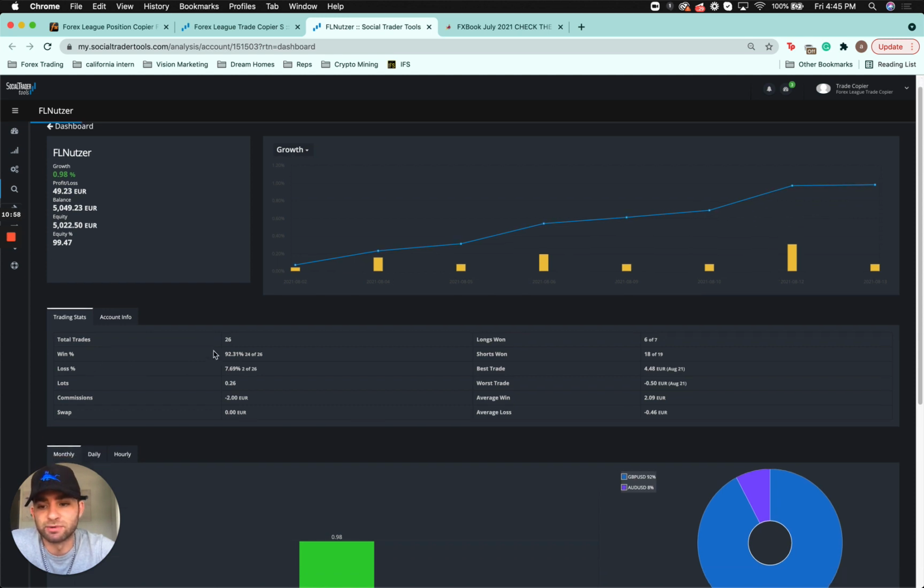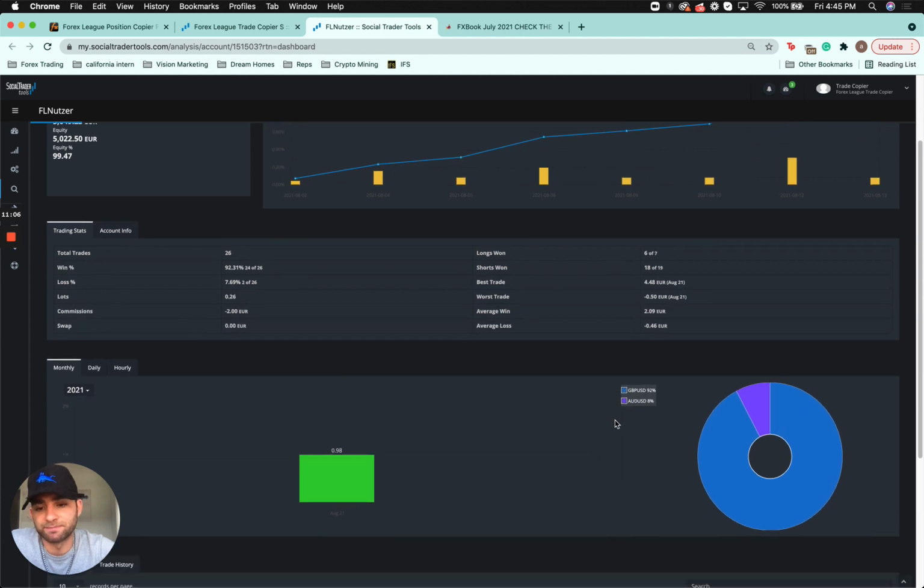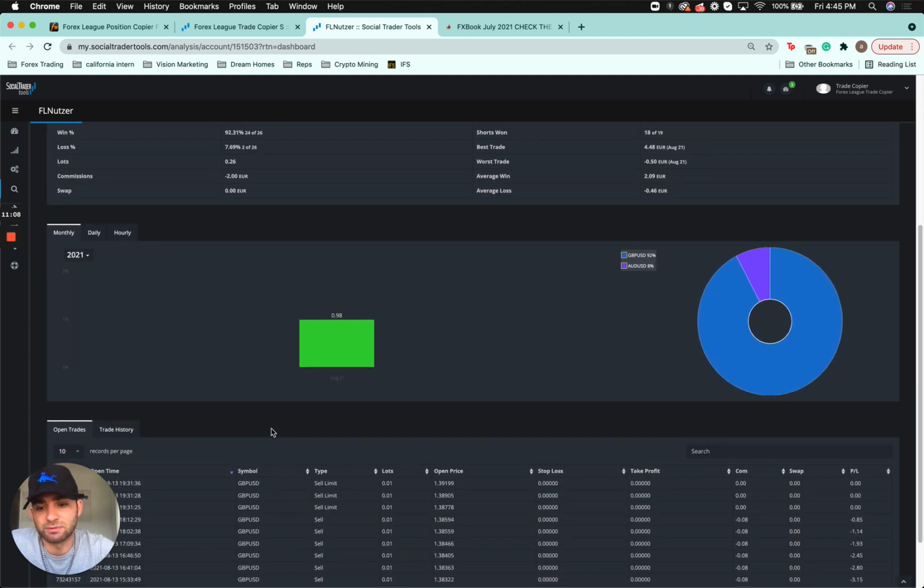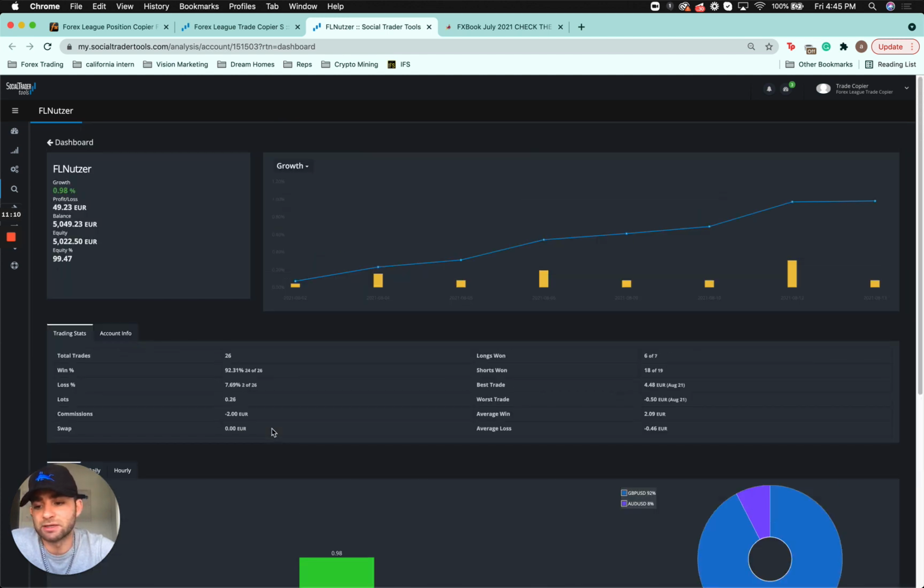You can see the win percentage extremely high, 92% right now. Best trade $4, 4 euros. Worst trade 50 cents. So again, very accurate thus far. I'm sure this client will be willing to up their deposit once we get through the first month and up their risk, and we are more than happy to accommodate them.